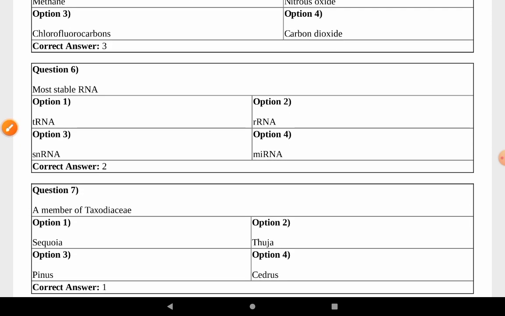Our next question is most stable RNA. Option 1 tRNA, option 2 rRNA, option 3 snRNA, option 4 microRNA. So the correct answer is option 2 rRNA, which is the most stable RNA.